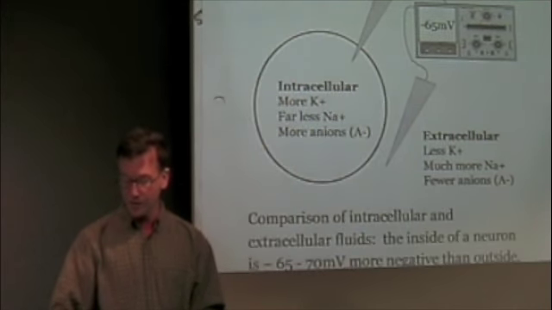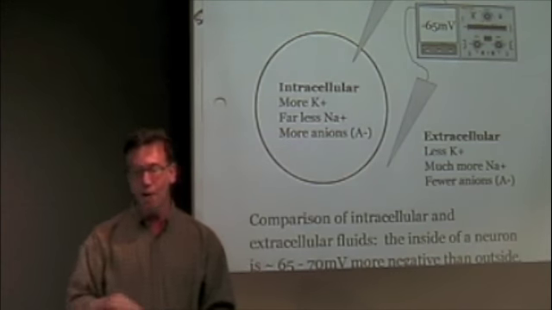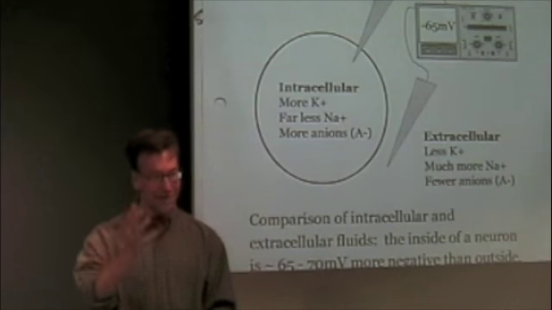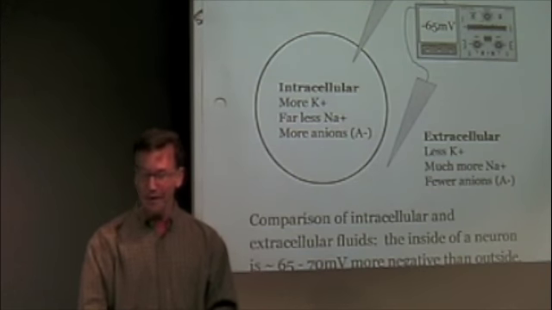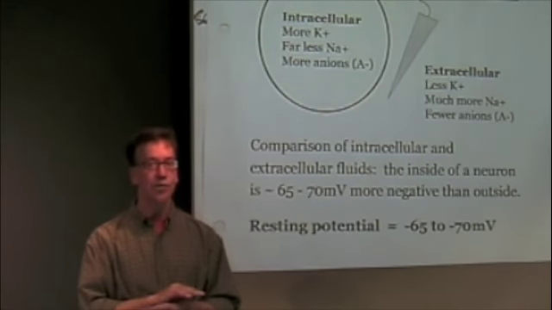So the resting potential we describe as minus 65, and I write here a range because there is a range. It'll depend upon the species. It'll depend upon the part of the brain. It goes from minus 65 to about minus 70 millivolts. That is the resting potential.